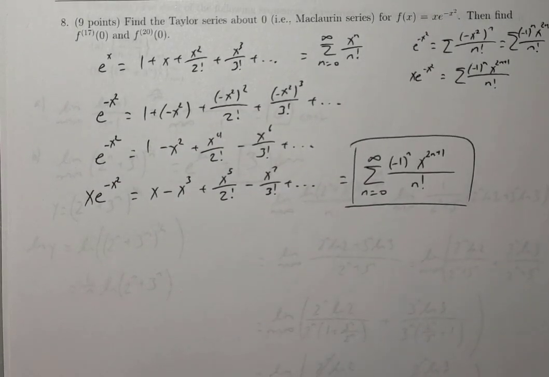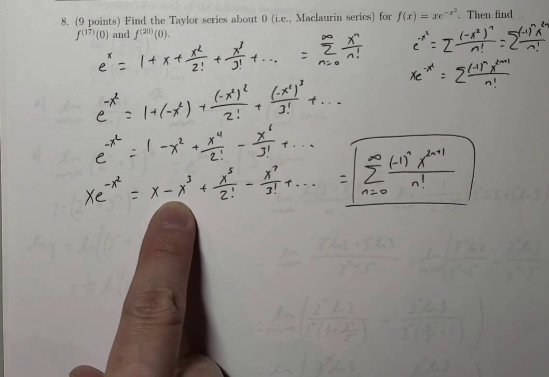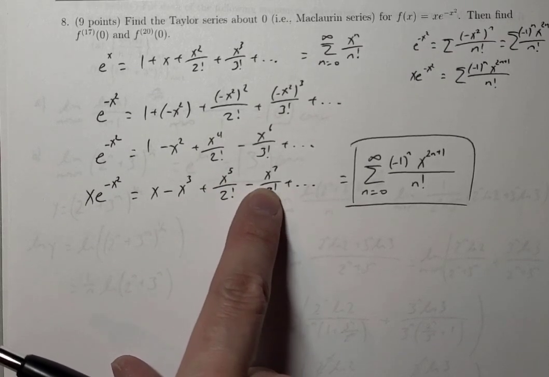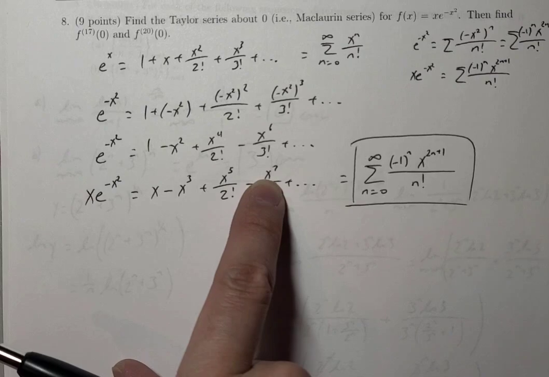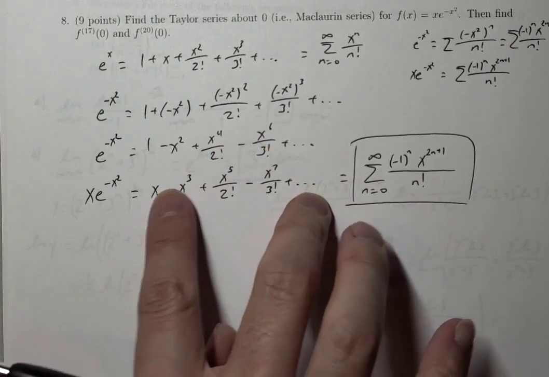When we take, for example, just one derivative, what happens? We get 1 minus 3x squared plus something x to the 4th power minus something x to the 6th power, so on and so forth. All these terms have x, so when we plug in x is 0, they will all go away.